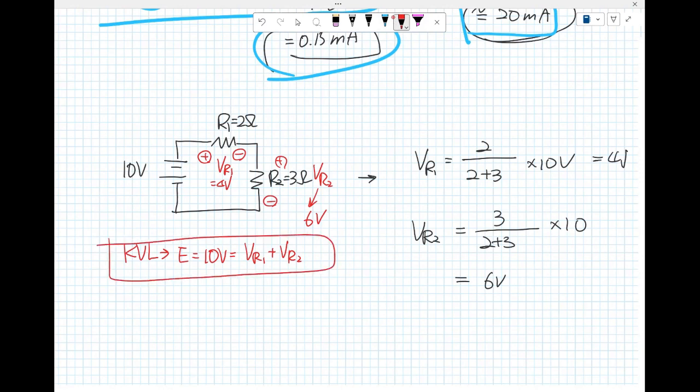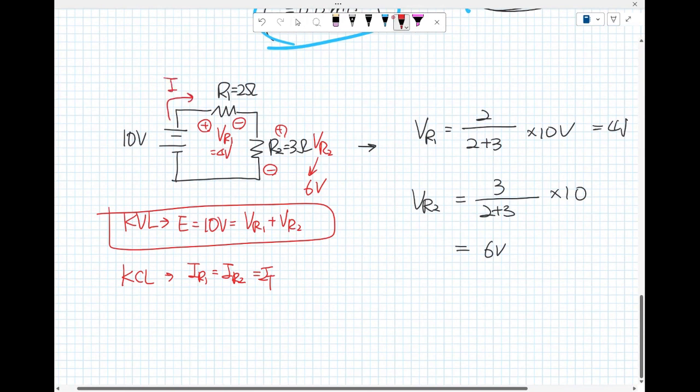But the KCL, in the series circuit, I sub R sub 1, I sub R sub 2, and I sub T. What is the I sub T? That was the total current. This is the I sub R sub 1. This is the I sub R sub 2. In series, they are the same.